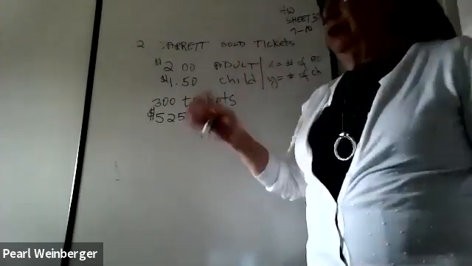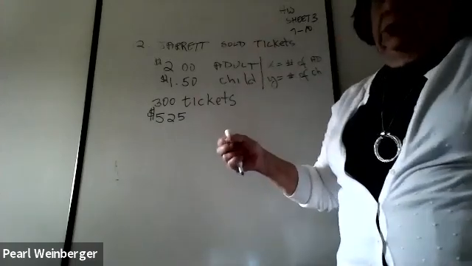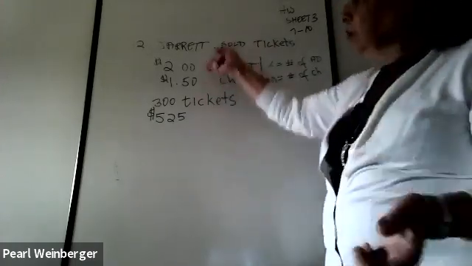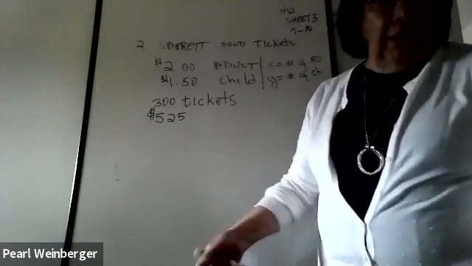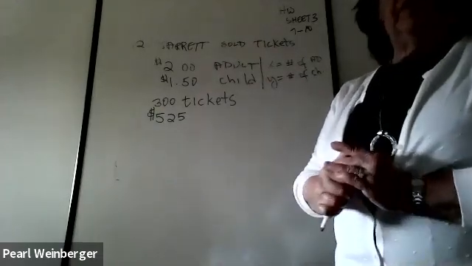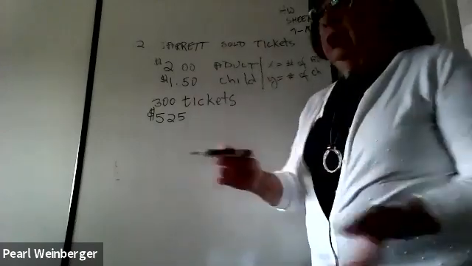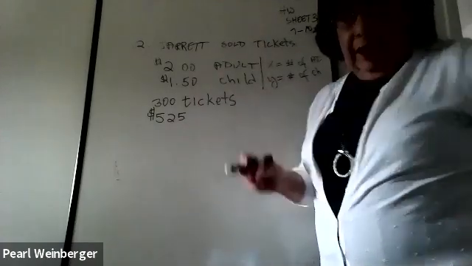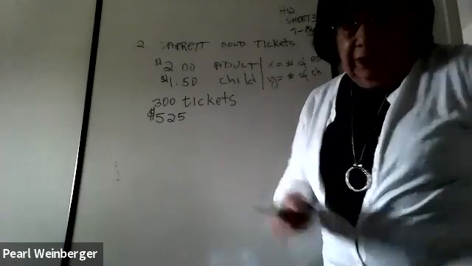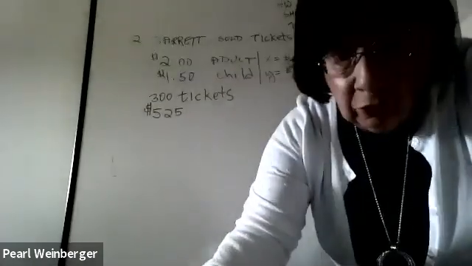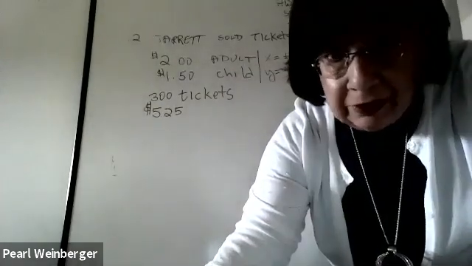Remember, there's a couple of things you could know about adult and children's tickets. How much they cost. Well, we know how much they cost. And how many there were. And they're asking us how many there were. Always look at your question. That'll tell you what you're looking for. That will help you find what your variable should represent.